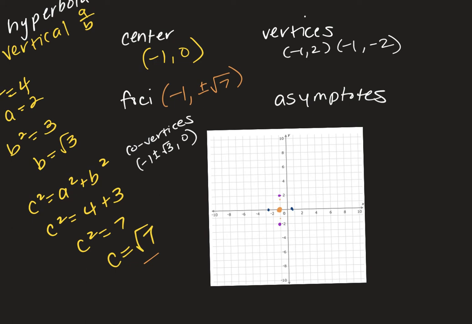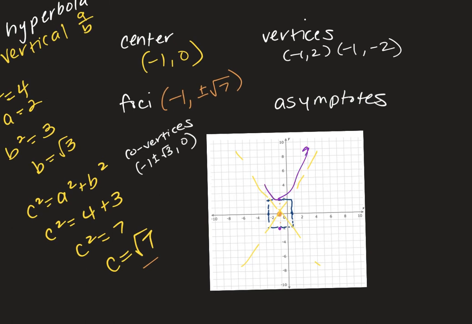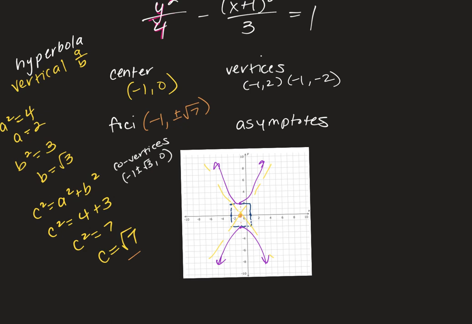And then again, if I were to graph this, I would make that little box. I would draw the asymptotes through the corners. Vertical would go off the top and the bottom. And my asymptotes are y equals k, which is 0, plus and minus a over b. A is 2, b is square root 3, x minus h, minus a negative 1 becomes plus 1. So I'd end up with y equals, I don't need the 0, but I do have to rationalize that 2 over root 3.